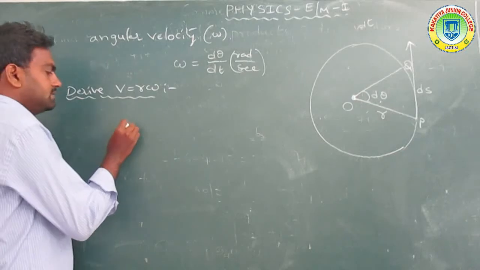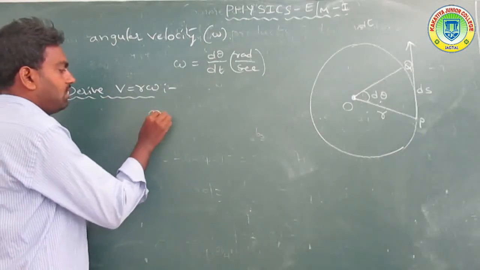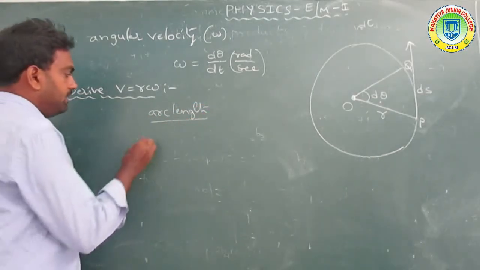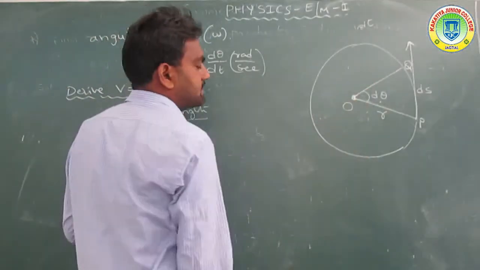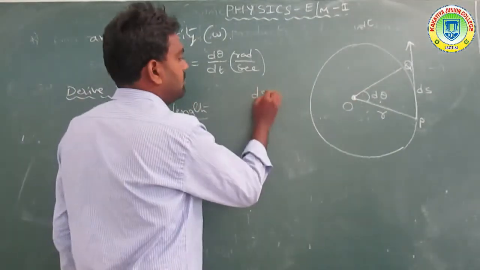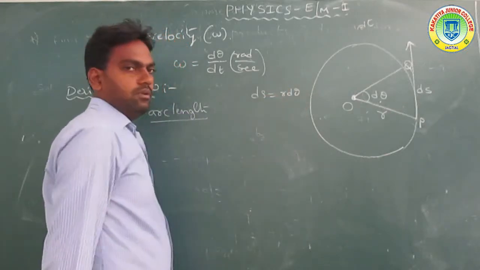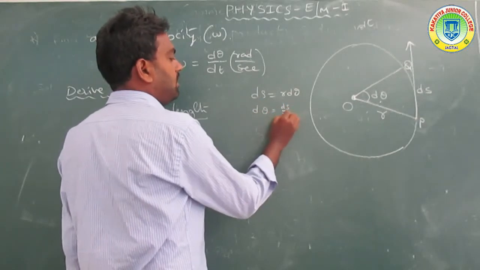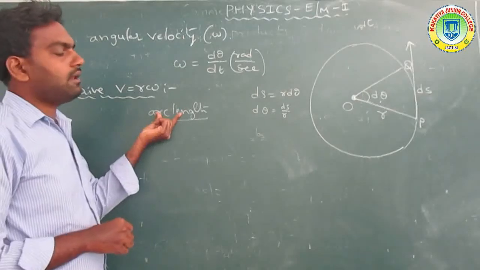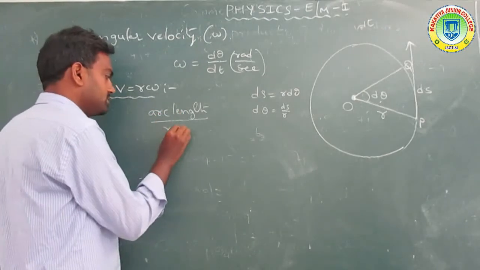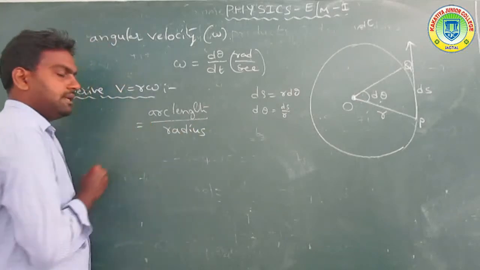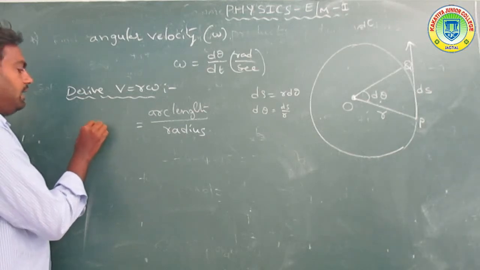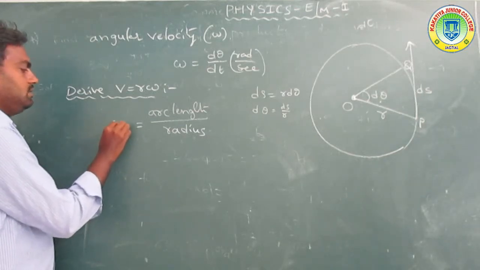So the angle is equal to arc length by radius. So ds is equal to r d theta, that is d theta is equal to ds by r. ds is nothing but the arc length, r is nothing but the radius. So that is d theta, which is called the angular velocity, omega.